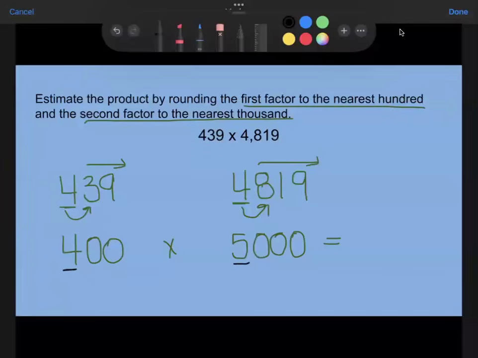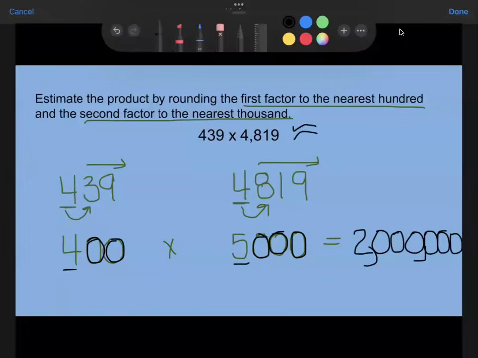To finish my estimation, I'm going to multiply these numbers by focusing on multiplying the 4 and the 5. 4 times 5 is 20. So I'm going to write that first. Then I'm going to count how many zeros I have to add. 1, 2, 3, 4, 5. So I need to add 5 zeros. Barely made it fit. Okay, I'm going to separate these with some commas, and we end up with 2 million. So that means 439 times 4,819 is about 2 million.